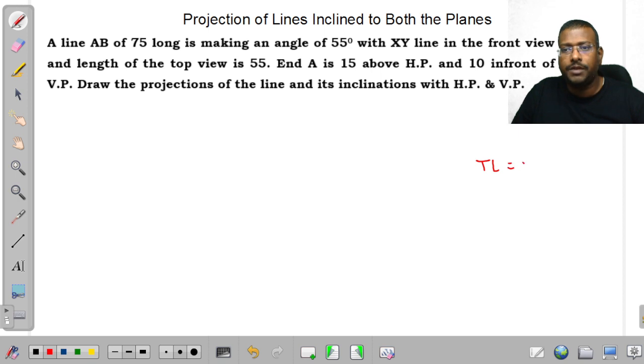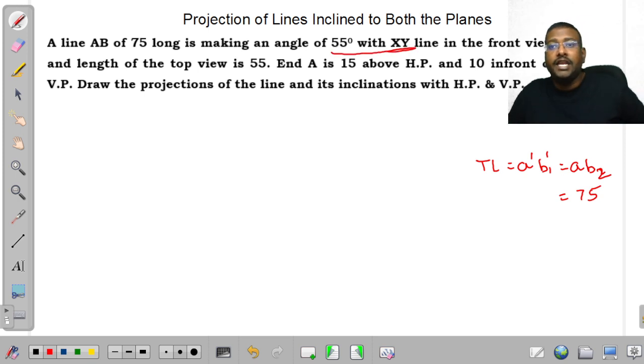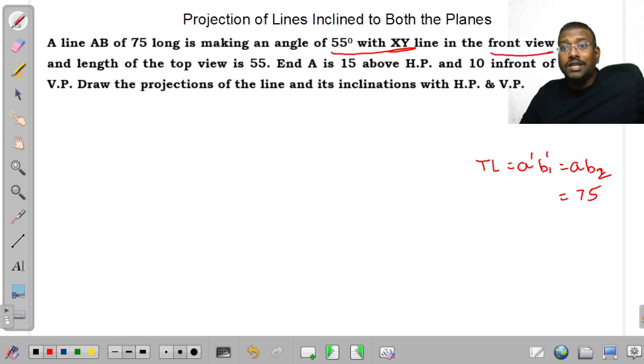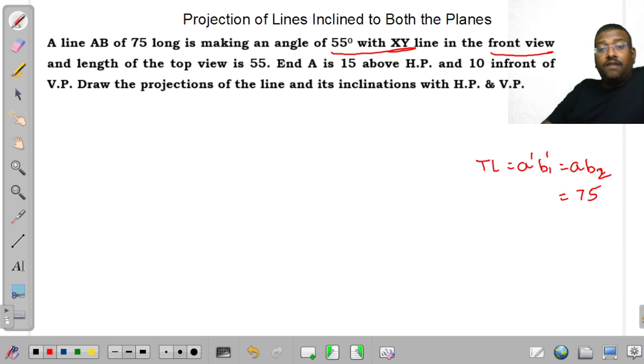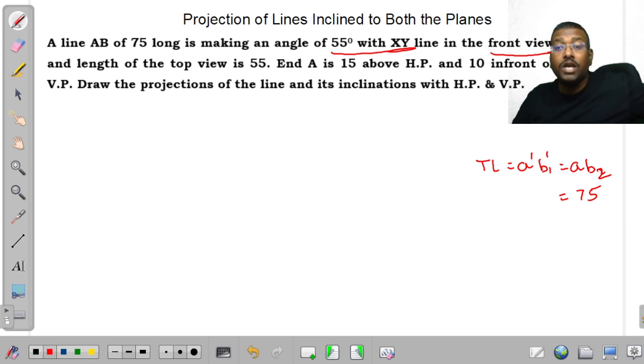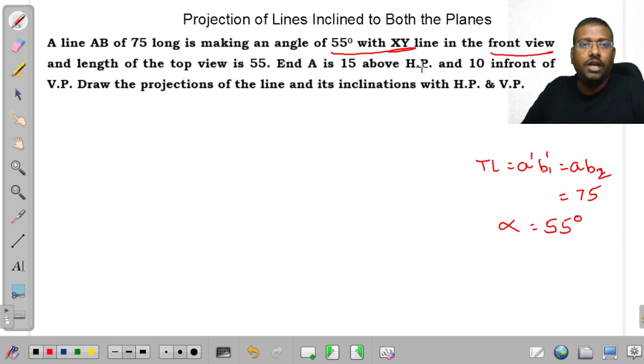The true length is represented as A dash B1 dash, which is equal to A B2, given as 75 long, making an angle of 55 degrees with the XY line in its front view. Remember, what is this angle? It is making 55 degrees with the XY line in front view. So the information we know here is alpha. Alpha is equal to 55 degrees. If you are not in a position to identify these, you are not going to get the marks.